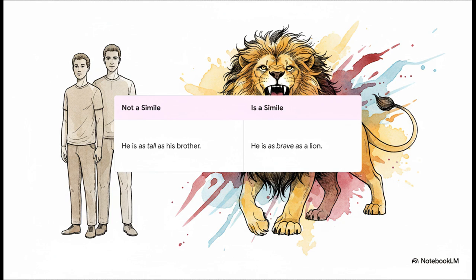Okay, let's really drill down on that second step because it's the one people trip up on. If you say, he is as tall as his brother, well, you're comparing two similar things, right? Two people. That's just a simple comparison, not a simile. But if you say, he is as brave as a lion, now we're talking. You're connecting a human trait to a totally different kind of being, a lion, to paint a much, much more powerful picture. See the difference?